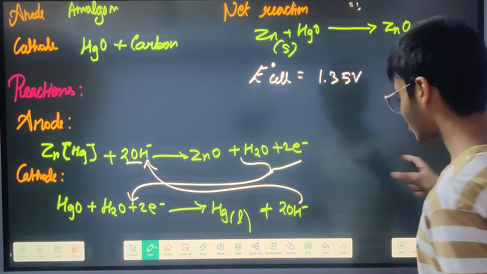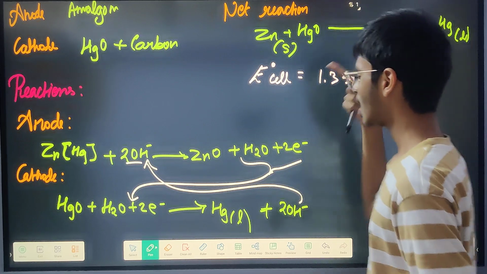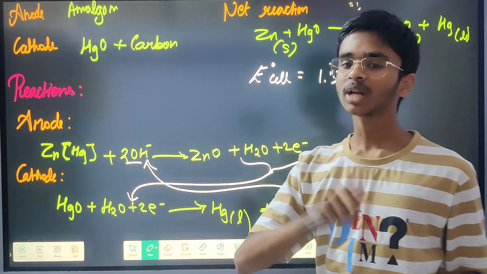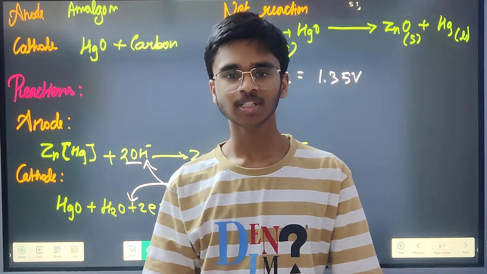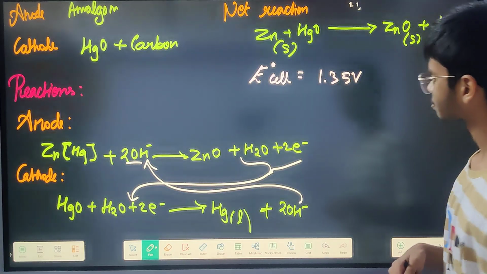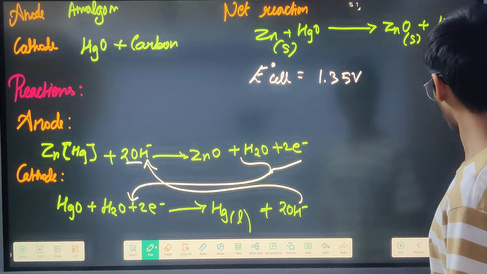Sorry, this cannot be charged. Only the secondary batteries can be charged. I'm very sorry. Mercury and that Leclanché cells, these two are primary. Primaries can never be charged. Only secondary can be charged. Fuel cells are continuously charged.